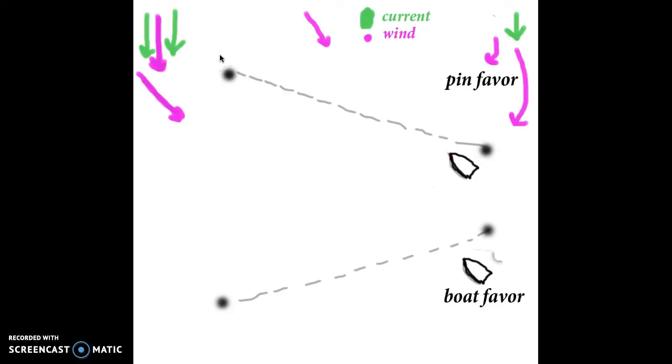The first obvious thing is that you want to be right here when the gun goes off. You want to win the start right at the end. We had, in fact, a pin favored starting line on this day. So let's get rid of that.